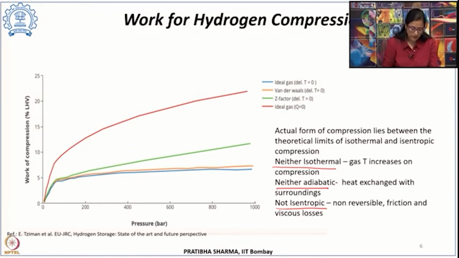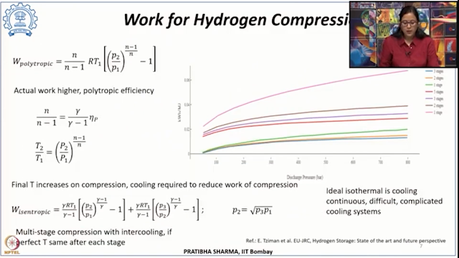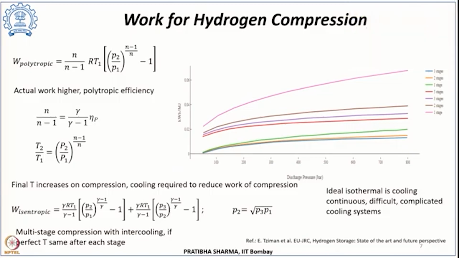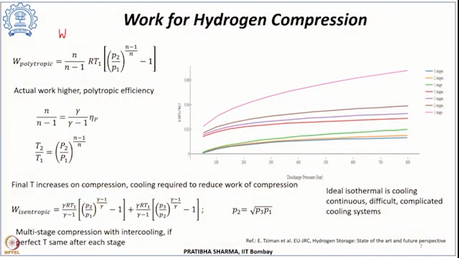Here in this curve the work of compression has been plotted. The same curve has been plotted as a percentage of lower heating value, that is, how much of the energy content of hydrogen would be required in compressing the hydrogen to a higher pressure. Now, as mentioned, some researchers consider the compression process to be a polytropic process. So, if we consider the process to be polytropic, then PV to the power n is equal to constant, and n is the polytropic index.